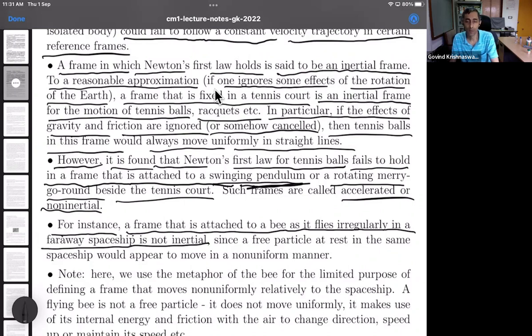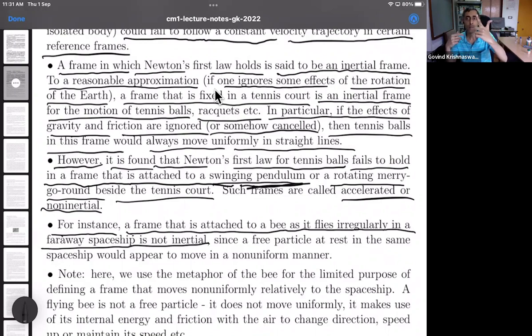Let me give an example of such a frame. It would be this frame. Okay, so this is my spaceship. The particle is at rest. So the particle is the tip of my nose. It is at rest, doesn't move. But now the frame is attached to a bee which is moving around. The bee is zooming around, thankfully not stinging me, but coming and going. According to a person who is sitting in this frame, they will say that the tip of my nose is not at rest.